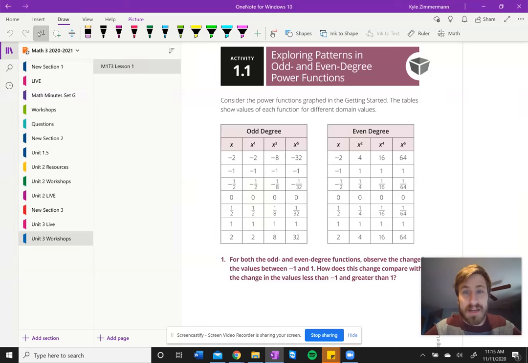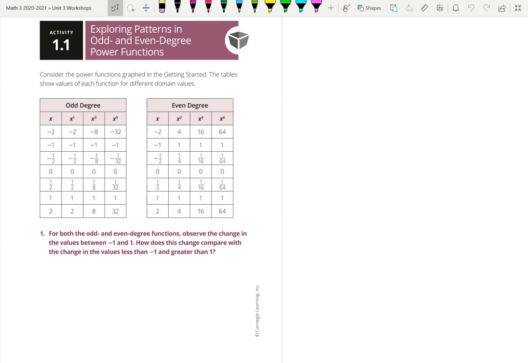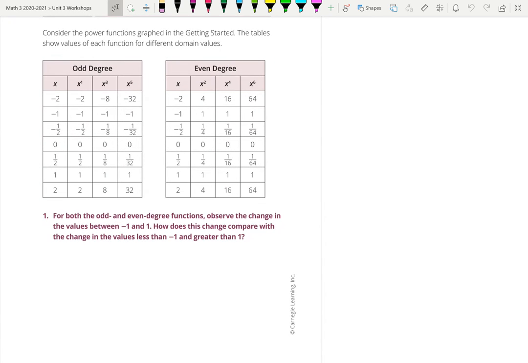Team, it's Mr. Z, and today we're going to explore patterns in odd and even power functions. All right, so essentially we're taking our graph from last time and we're going to categorize it. Basically, the inputs are on the left, x, and we've put our odd degrees, x to the first, x to the third, and x to the fifth, and then we've separated our even degrees, x squared, x to the fourth, and x to the sixth. We're going to go ahead and analyze some of the behaviors we're noticing.